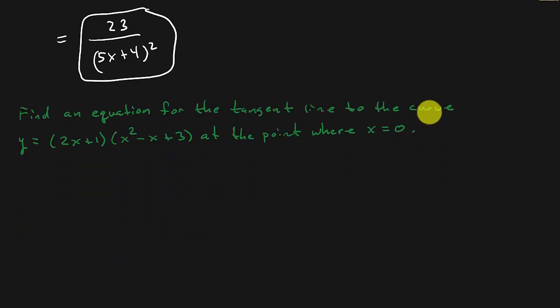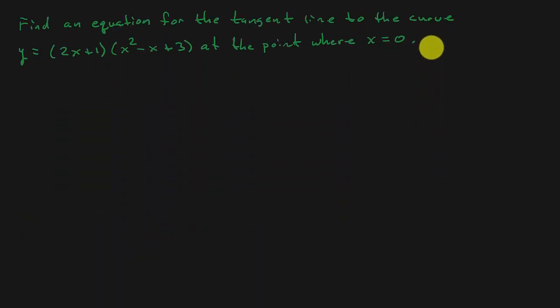All right, so let's keep going. Here it says find an equation for the tangent line to the curve y equals 2x plus 1 times x squared minus x plus 3 at the point where x equals 0. All right, so we've done some of these problems in earlier videos where we find the equation of a tangent line. So remember, to find the equation of a line, we need the slope and we need a point on the line. All right, so let's first write our point on the line.